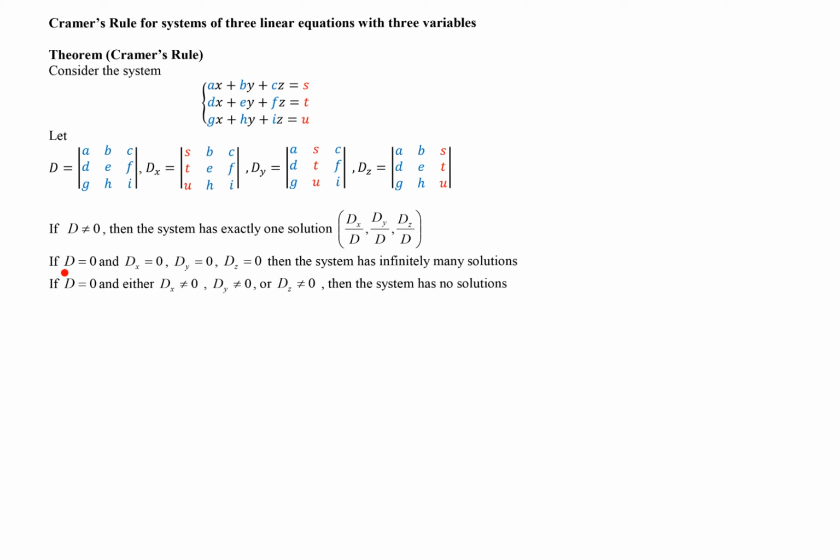Now, if determinant D is 0 and all three determinants Dx, Dy, and Dz are also 0, then the system has infinitely many solutions. We know that in this case the solutions could be a line or a plane, and to figure out which is that solution, we'll have to solve the system using elimination or substitution method. Now, if main determinant D is 0 and one of the determinants Dx, Dy, or Dz is not 0, then the theorem states that the system has no solutions.